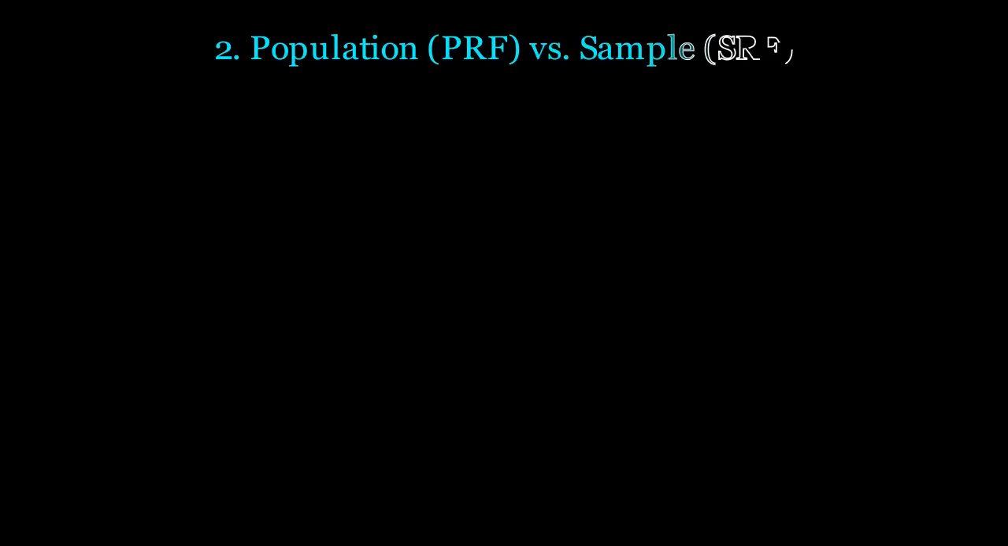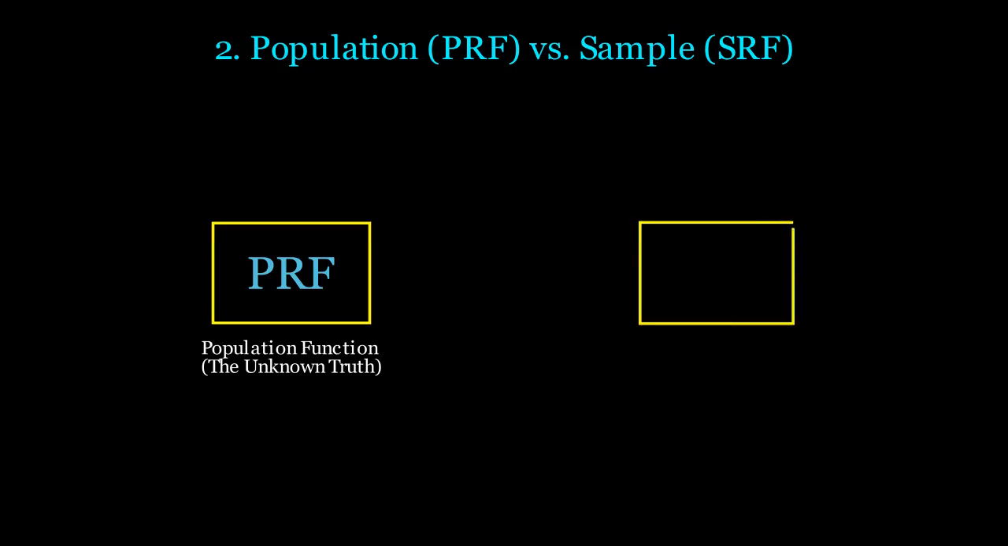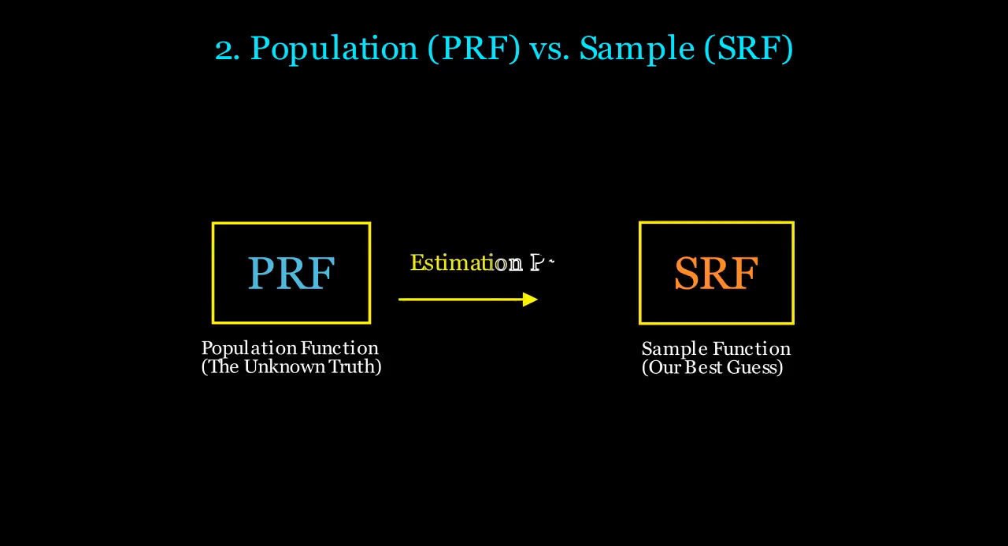Section 2. The population versus the sample. We rarely have data for every single house in the world. Instead, we have a sample. This leads us to the distinction between the Population Regression Function, PRF, and the Sample Regression Function, SRF. While the PRF is fixed but unknown, the SRF is our best guess based on the data we have. This is where the need for an estimator arises.